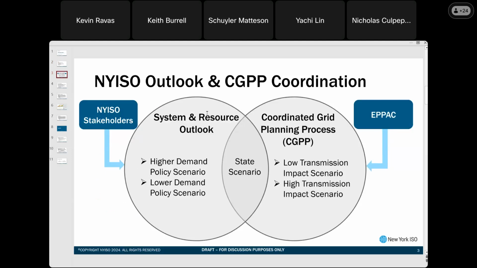So what this diagram shows is where the state scenario lives within the Outlook and the CGPP. The state scenario is basically the common ground between the system and resource outlook, which is one of the big NISO reports informed by NISO stakeholders, and then the CGPP process that's obviously informed by all of you here at EPPAC. So just a reminder, the state scenario, also known as scenario one within CGPP, is where these two processes overlap.